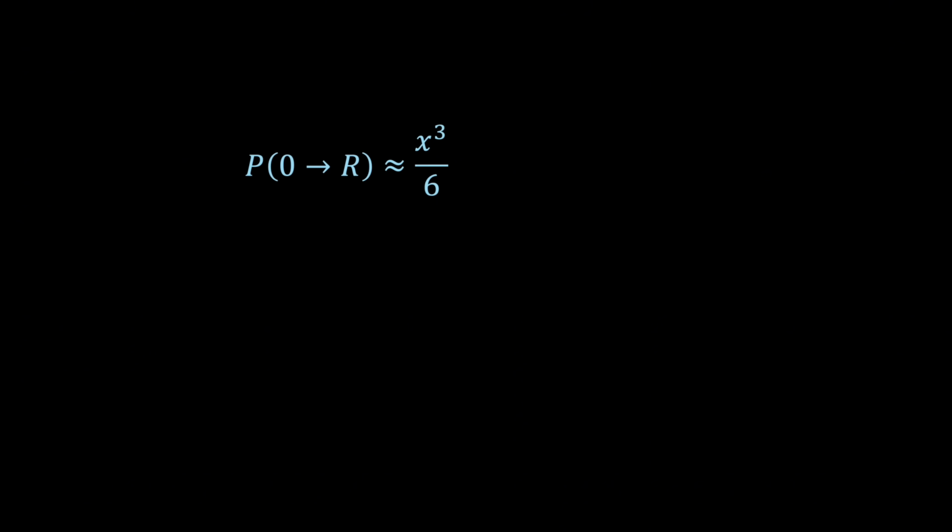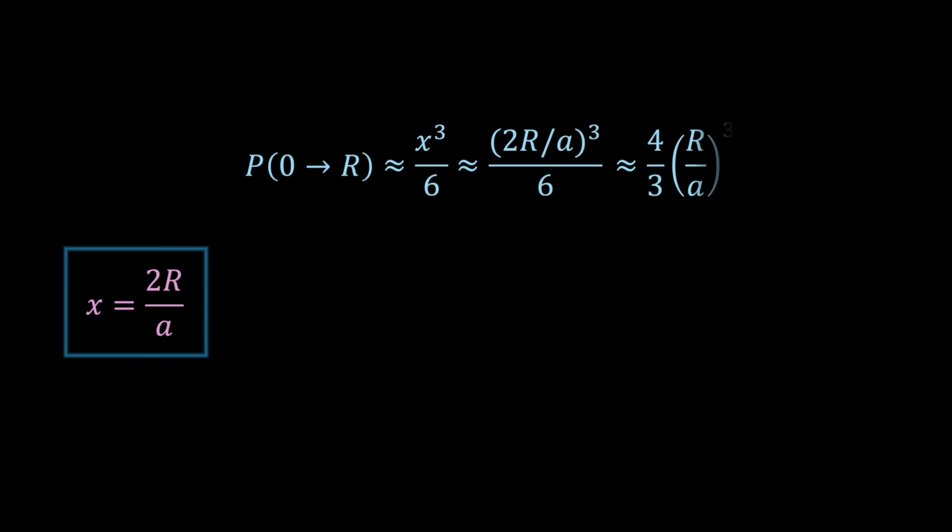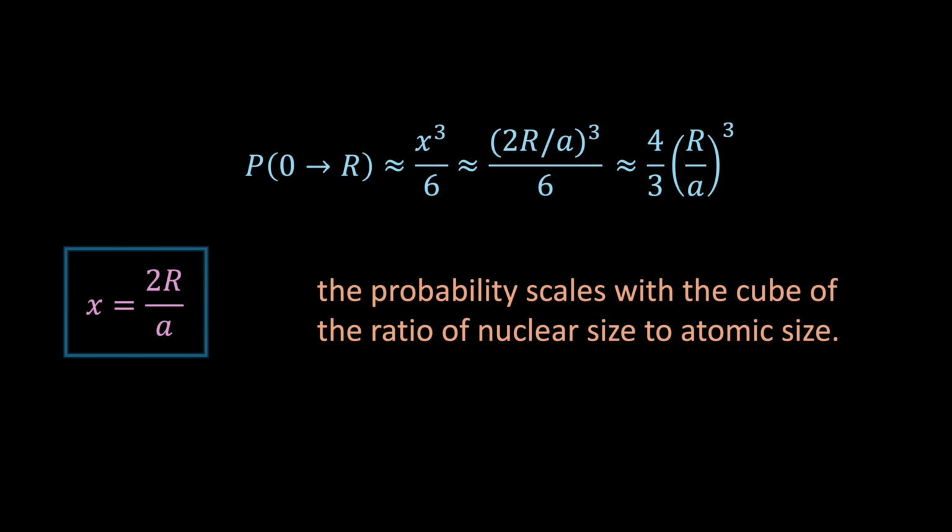If we then recall the definition x equals 2r over a and sub this back in and simplify, we arrive at the remarkable result that the probability of finding the electron within the nuclear radius is approximately 4/3 times capital R over a, all cubed. And we see that once the dust has settled, the probability of finding the electron within a radius r scales with the cube of the ratio of nuclear size to atomic size.